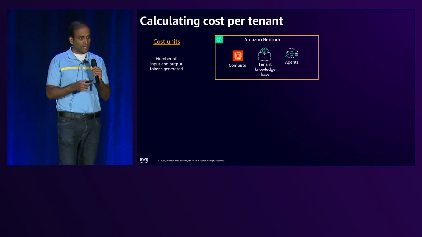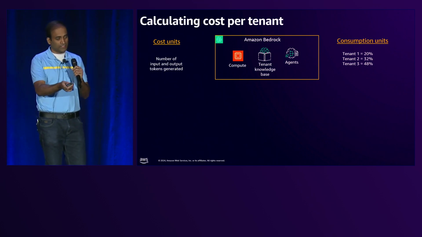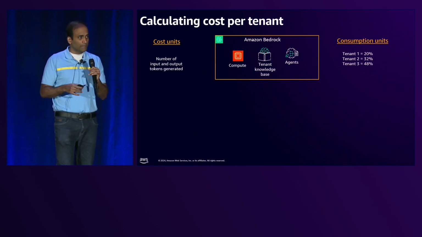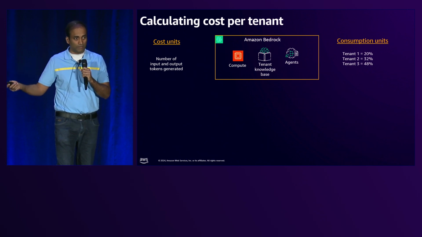The idea is that once you capture those metrics, we get a hypothetical percentage of consumption here. I'm just throwing numbers out here. But once you have this percentage of consumption across your tenants, you would multiply that against the service cost, in this case Bedrock, to get the cost per tenant for using Bedrock.